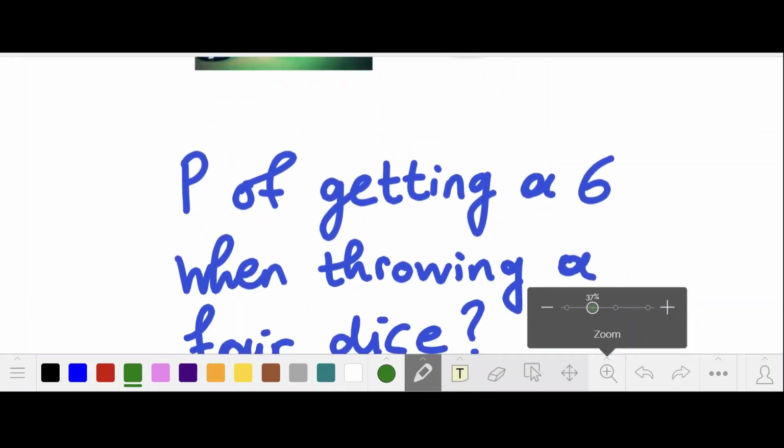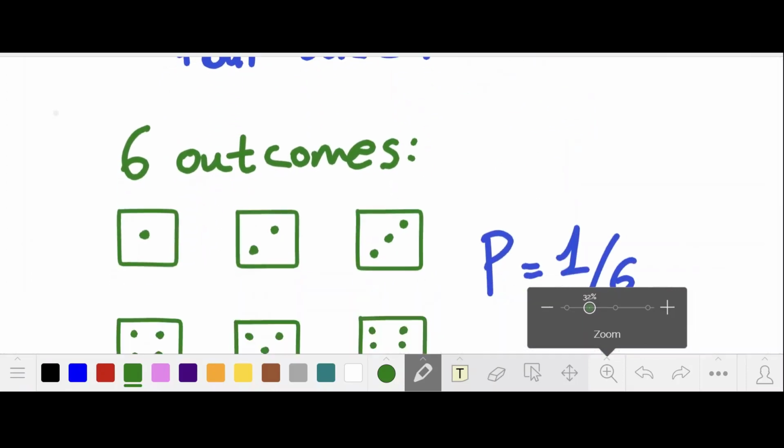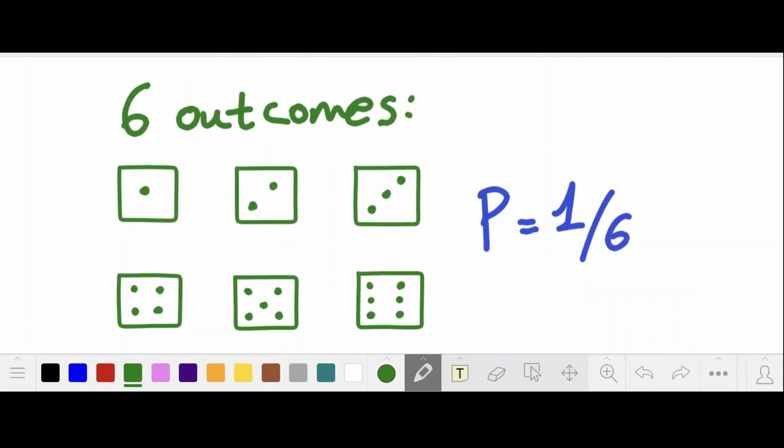The first question is, what is the probability of getting a 6 when throwing a fair dice? The possible outcomes of throwing a dice are 6, and they are all equally likely to happen. Since our desired outcome is one of them, the probability is 1/6.